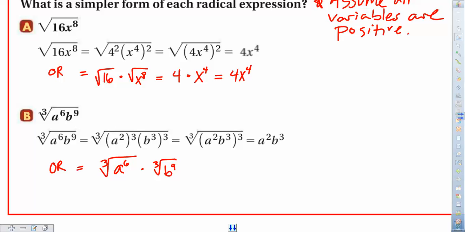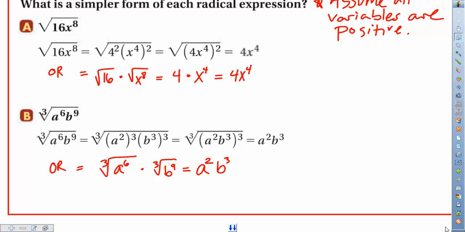Now that we're dealing with cube roots, we're trying to come up with a quantity that when we multiply it by itself 3 times, we end up with the number underneath the radical. So a to what power, times a to the same power, times a to the same power, 3 times, would give us a to the 6th? I think we can do that with a squared, right?